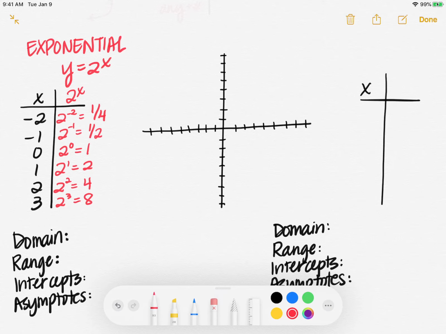So let's graph these. Remember, this is like x and y. So this would be the point (0, 1). And then this would be the point (1, 2). And this would be the point (2, 4). Followed by the point (3, 8).